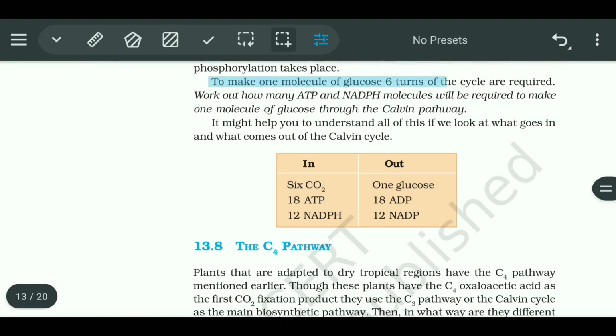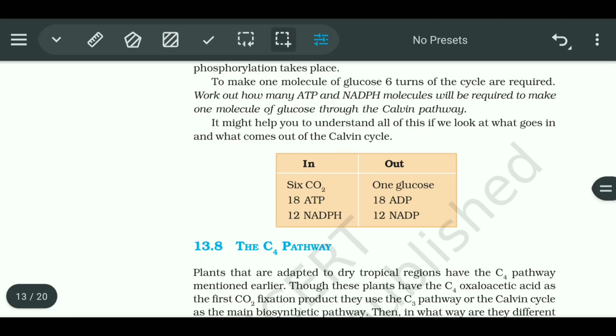To make 1 molecule of glucose, 6 turns of the cycle are required. Work out how many ATP and NADPH molecules will be required to make 1 molecule of glucose through the Calvin pathway. It might help you to understand all of this if we look at what goes in and what comes out of the Calvin cycle.